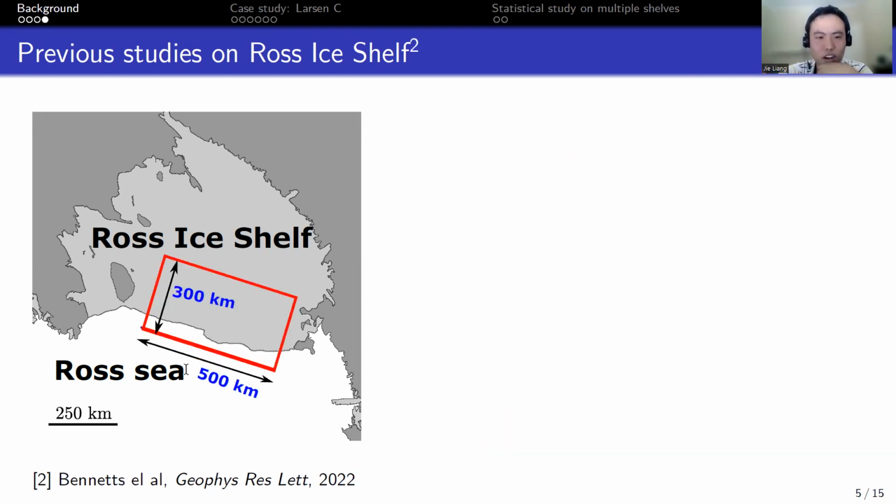Then we put our model to use. We selected a study region, around 500 kilometers along the coastline and 300 kilometers into the shelf. We are trying to analyze how the different geometries of the Ross ice shelf are affected by the ocean waves. Here are the results.